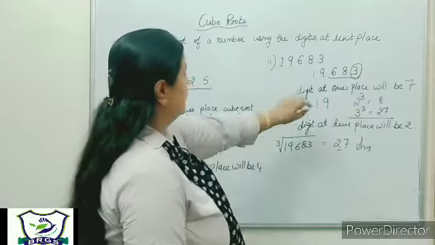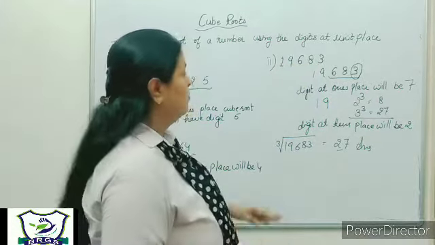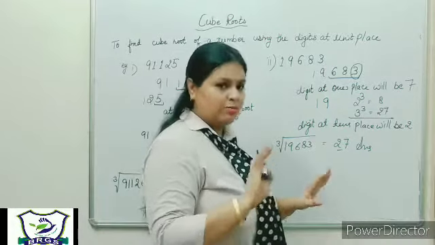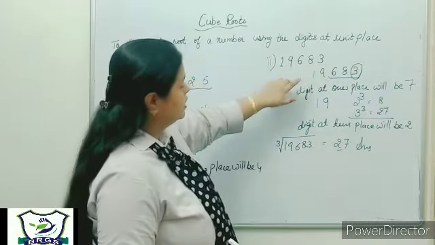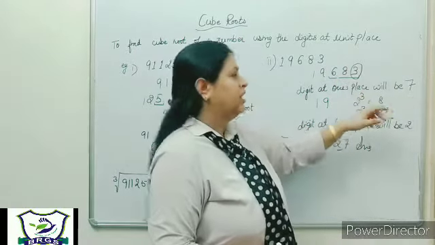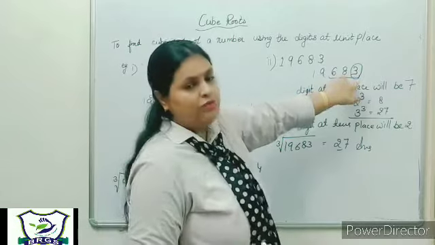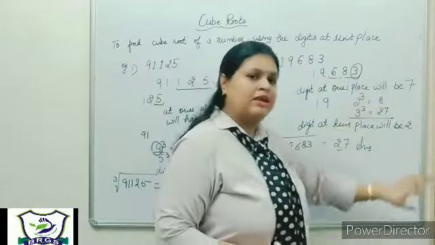Correct? What have we done? For any number whose cube root we have to find by the other method, that is not the prime factorization method but the unit digit method, we first group the digits in 3s from the right-hand side, and this first group will be used for finding the digit at the ones place of the cube root.